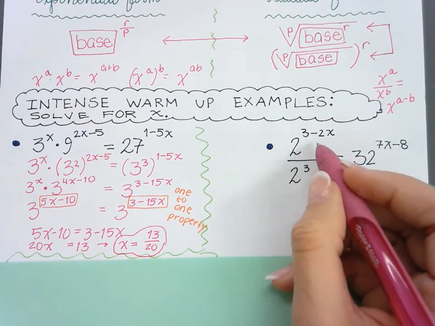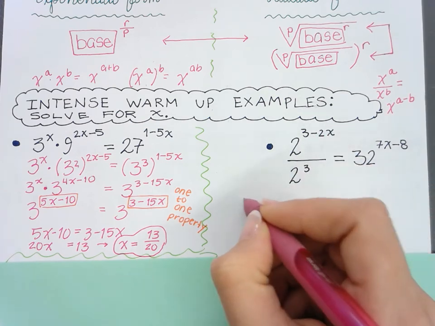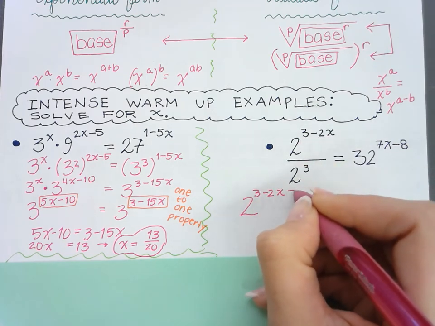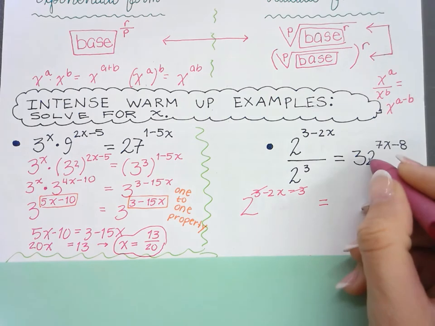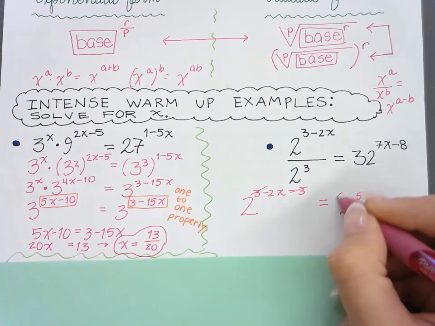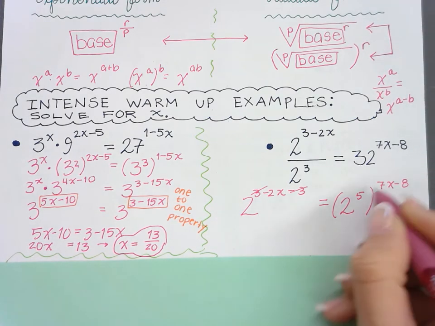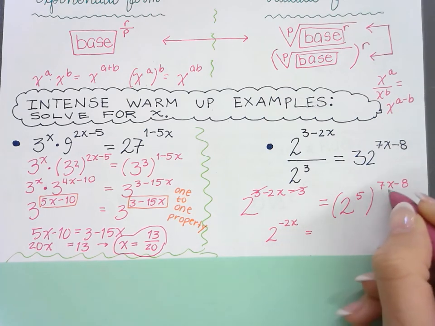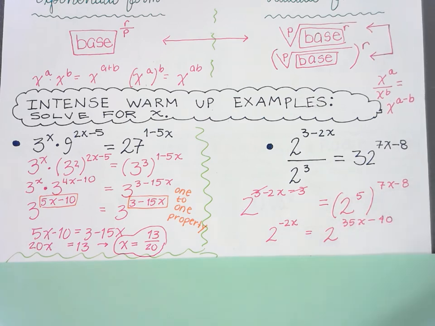Make sure if you were subtracting a binomial or a trinomial, make sure you distribute that minus sign, okay? Next step will be then 2 raised to the, really it's 3 minus 2x minus 3, but this minus 3 and that positive 3 are going to cancel out. Here, 32, we're going to swap opportunity that. That's really 2 to the 5th, 7x minus 8. Now, I'm going to rewrite this as 2 to the negative 2x. I'm going to multiply my exponents like we just did earlier. 35x minus 40.